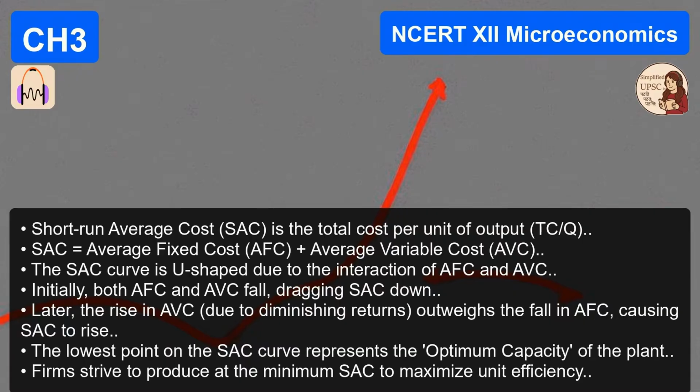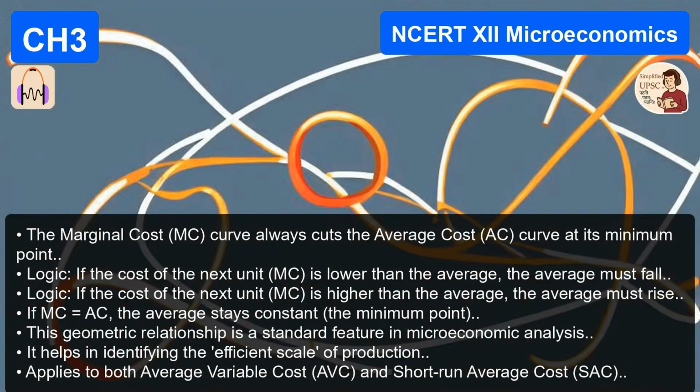So the question here is totally different. It's what happens to output if we double all inputs? We call this returns to scale. And notice the word scale. We are changing the scale of the entire operation, not just the proportions of inputs.